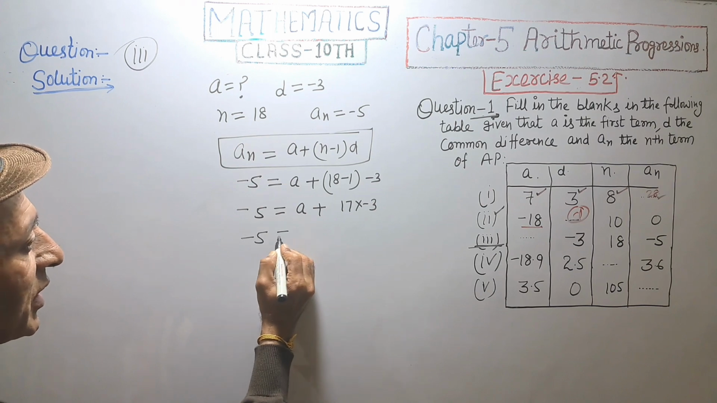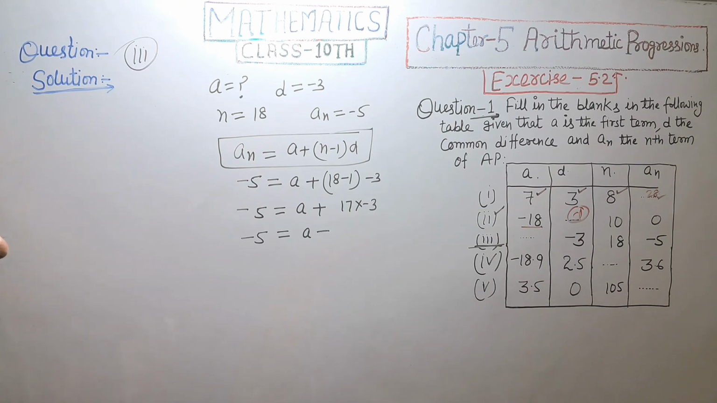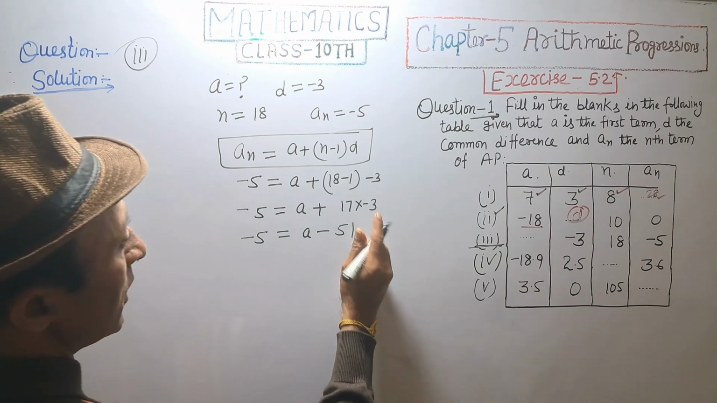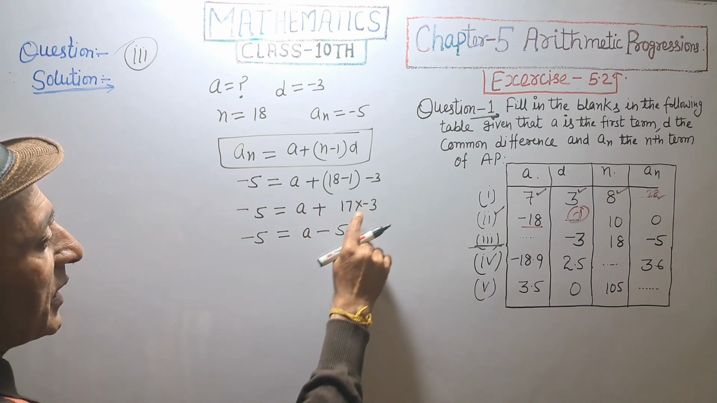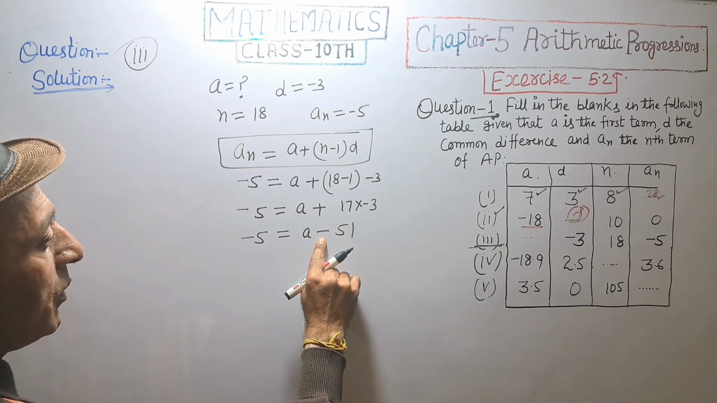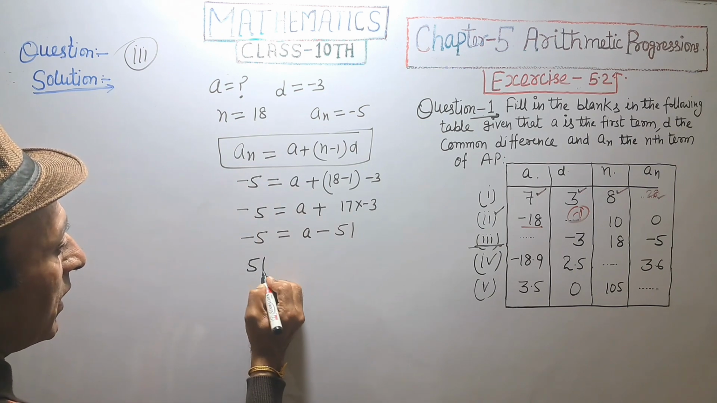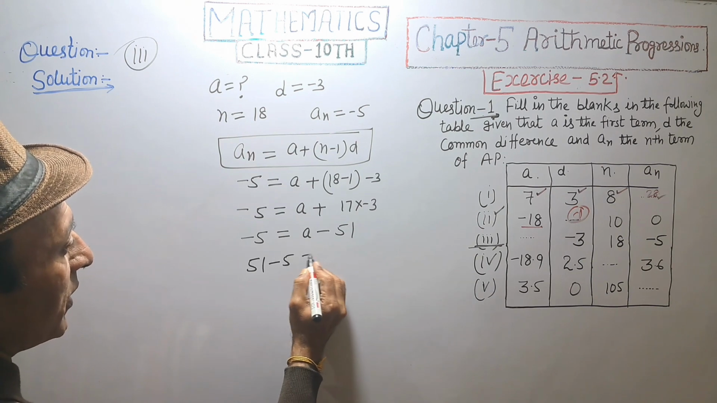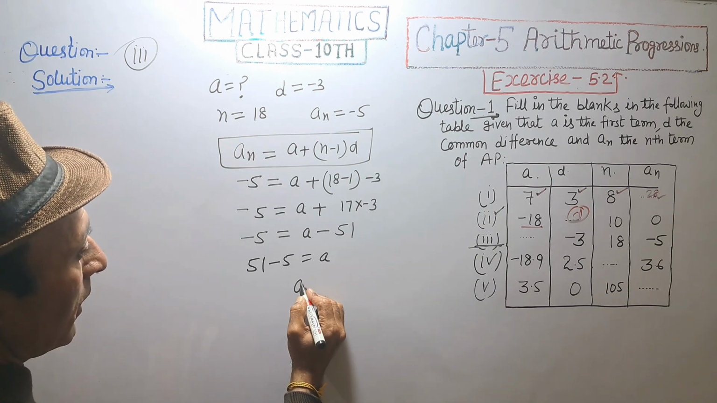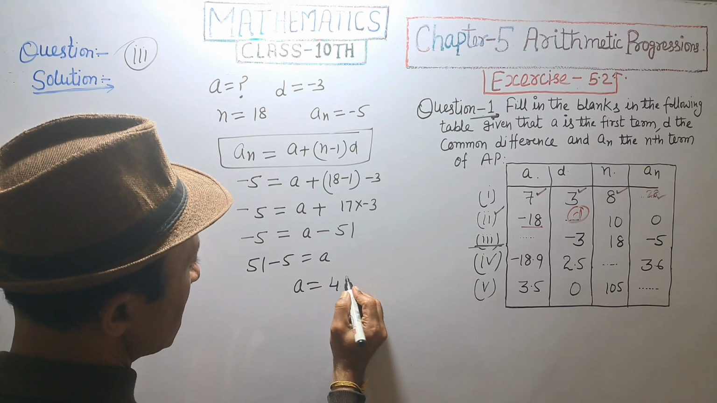Minus 5 is equal to A minus 17 threes are 51, that is negative, because multiplying by minus gives a negative value. Shifting 51 to the left side, that is positive 51 minus 5 is equal to A. A is equal to 51 minus 5, that is equal to 46.